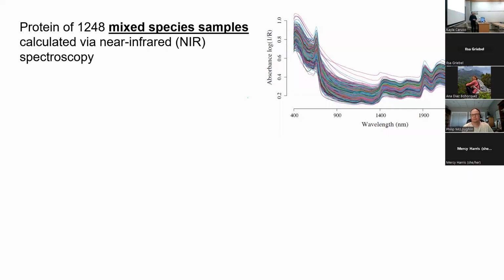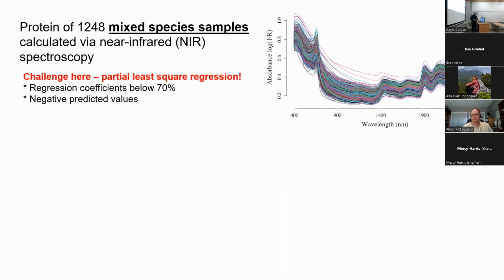Yeah, and in total, we collected more than 1,200 samples, and we calculated the protein content of those mixed species samples by near infrared spectroscopy. That is a technique that we selected because it's cheaper, basically. So it's less expensive than traditional laboratory techniques.